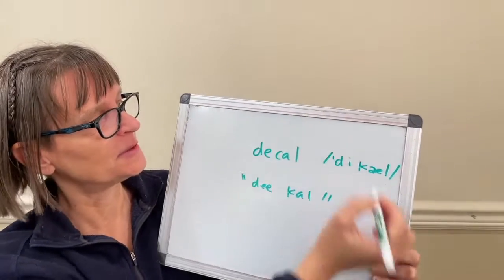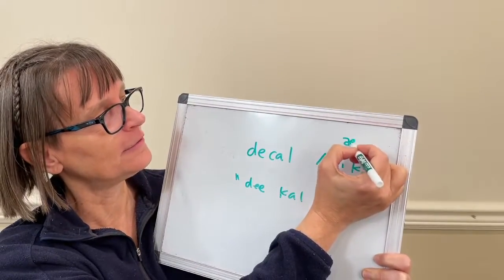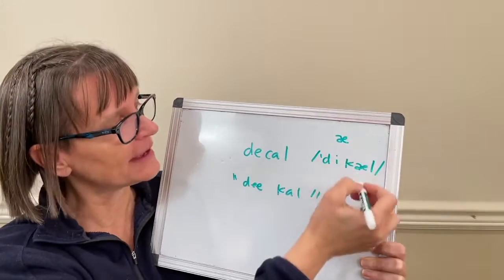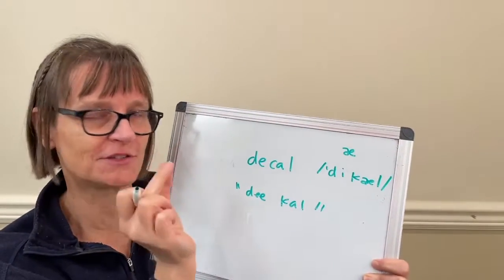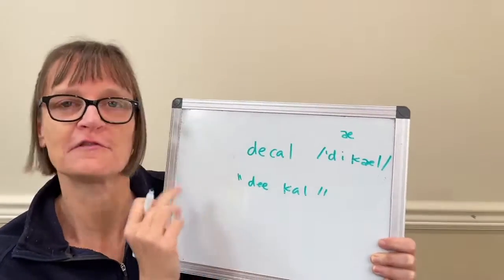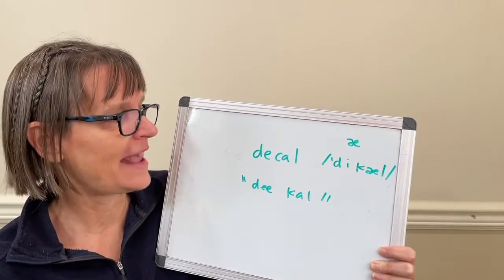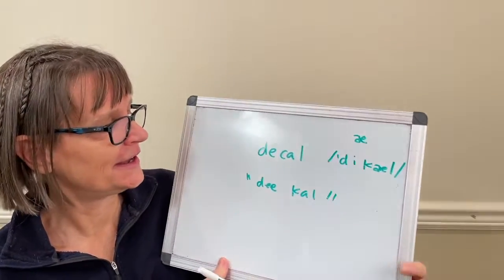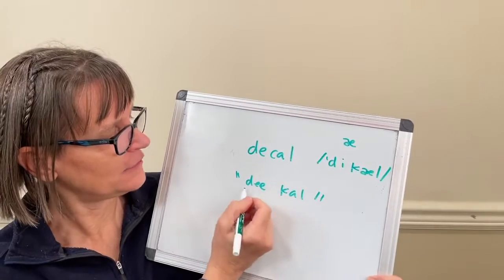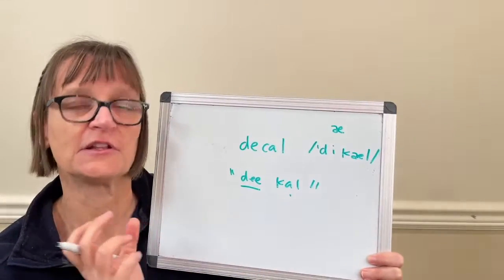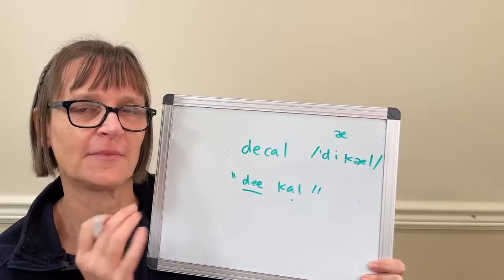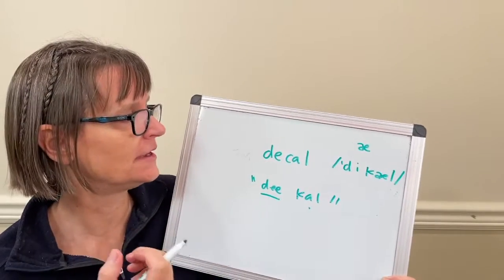I recently had someone point out to me that my writing of the A vowel, I was making too much space between the two of them. They are supposed to be squished together, so forgive me if my handwriting is not always perfect there. In decal, first syllable stress, and then second syllable does have the clear A vowel. She has a decal on her window.